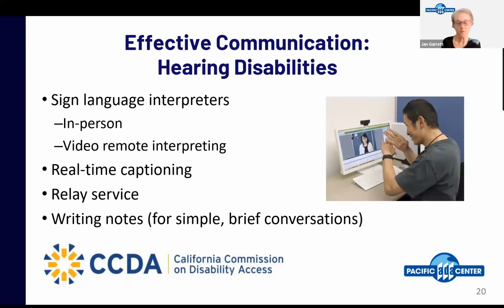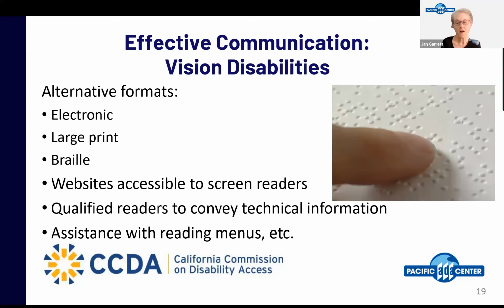And this is Jan speaking. If we go back one quickly, there is a photograph of somebody reading a Braille document with their finger on the Braille dots.